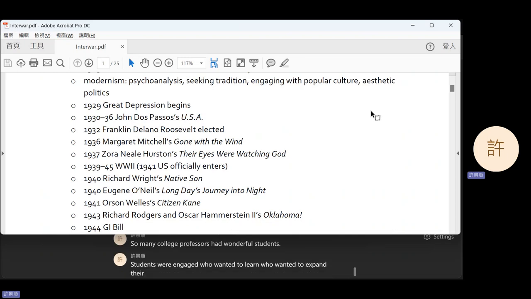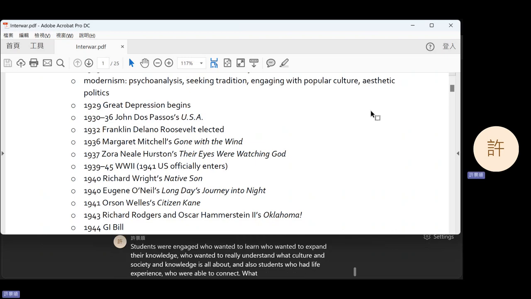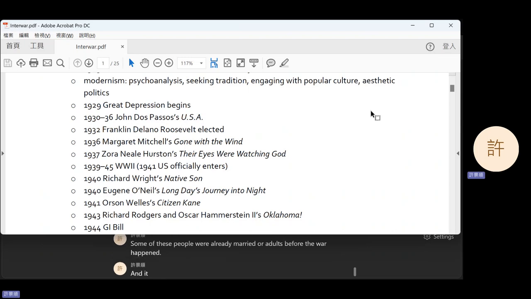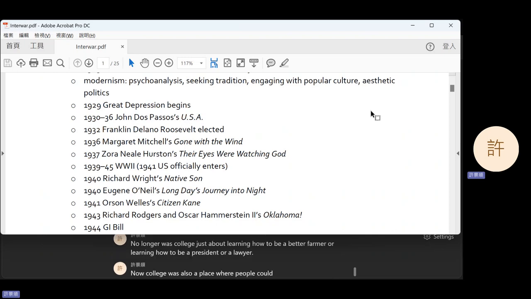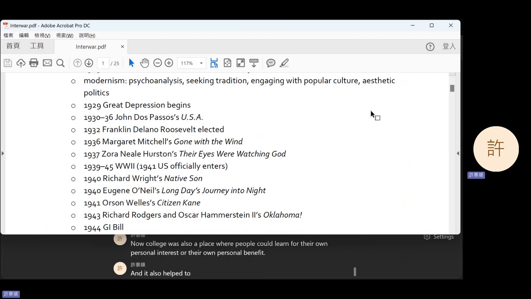who wanted to expand their knowledge, who wanted to really understand what culture and society and knowledge is all about, and also students who had life experience, who were able to connect what was said in the classroom with what they themselves went through during the war. And even before the war, some of these people were already married or adults before the war happened. This bill helped to make American college culture enter the mainstream of American culture. No longer was college just about learning how to be a better farmer or learning how to be a president or a lawyer. Now college was also a place where people could learn for their own personal interest or their own personal benefit. And it also helped to expand the American college system.